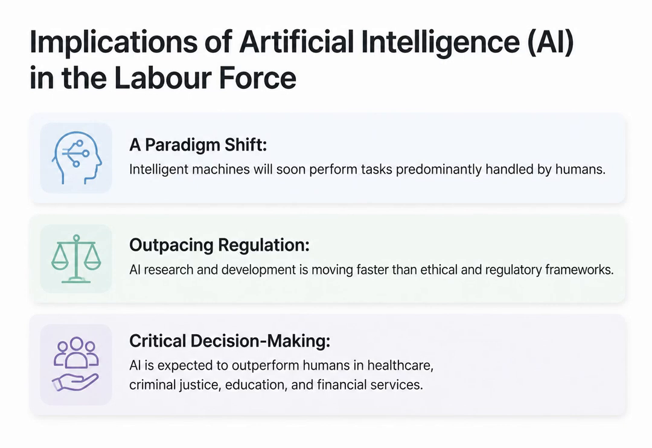Looking toward the future, we must address the massive paradigm shift brought by artificial intelligence. The complexity of AI models means that intelligent machines will soon handle tasks we currently consider strictly human domains. The challenge is that AI research is vastly outpacing the regulatory and ethical frameworks needed to manage it. Soon, AI is expected to outperform humans even in critical decision-making areas like healthcare, finance, and criminal justice.